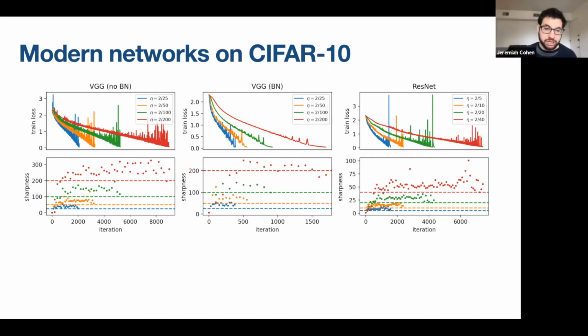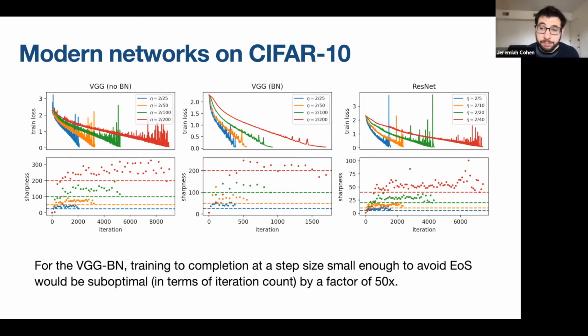Yeah, and for these networks, the sharpness actually rises extremely fast. So for the VGG with BN, for example, if you wanted to train to completion at a step size that was small enough to avoid the edge of stability, it would be suboptimal in terms of iteration count by a factor of 50. So it would take 50 times as long to train at that small step size than at a better step size. So what I'm trying to get at here is that you should think of the edge of stability as the rule rather than as the exception. Edge of stability is the rule. The plots like that purple step size on the previous slide, where you remain below 2 over eta for the entirety of training and your train loss decreases monotonically, that's the exception. That's what I'm trying to convey.